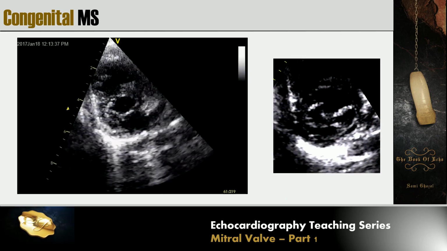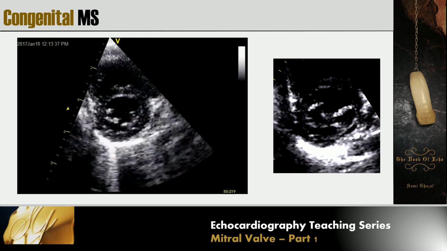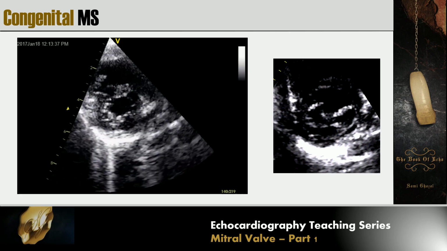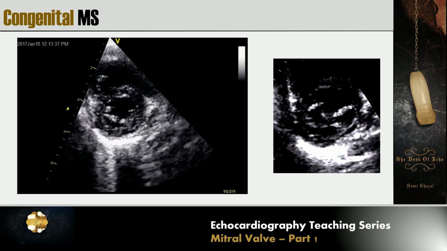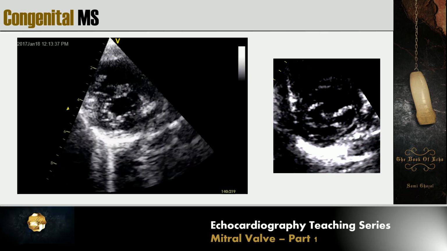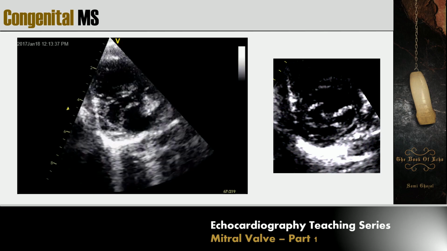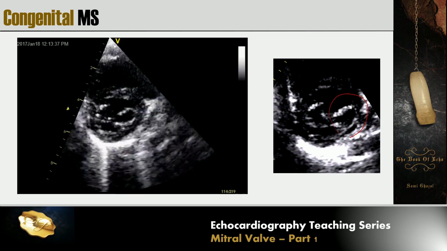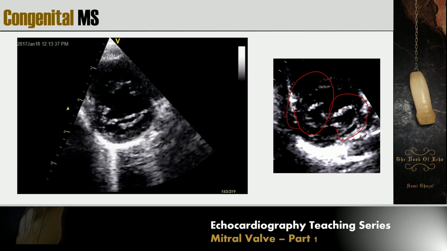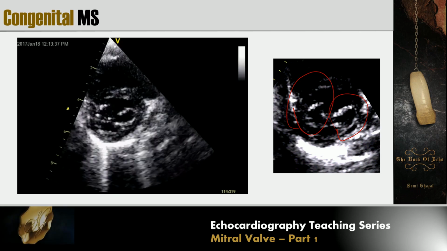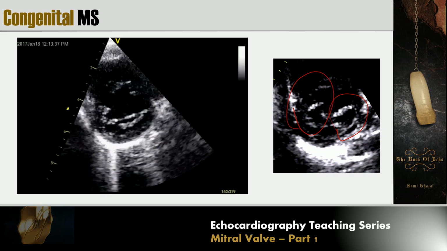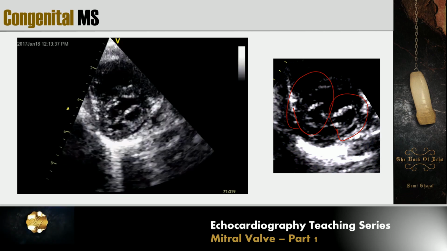Another congenital mitral disease is the double orifice mitral valve disease. Here, if you look carefully, you can see that there are two orifices. We can see it clearly in the still image. One is here, the other one is here. It's a rare congenital anomaly of the mitral valve that is characterized by two orifices that may cause obstruction.